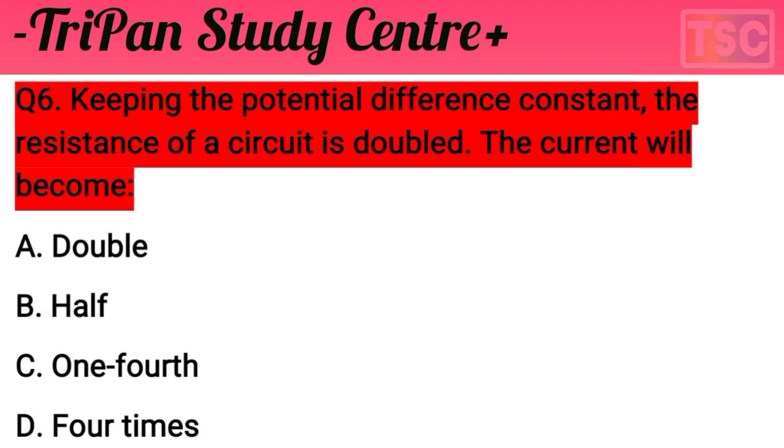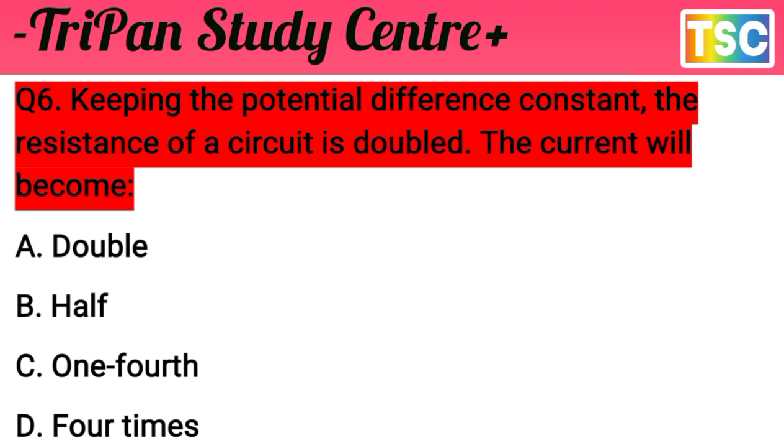You know that the question is clear. Keeping the potential difference constant, the resistance of the circuit is doubled. The current will become: A, double; B, half; C, 1/4; D, 4 times. That's important here. But first of all, give your answer for this question and write the right answer in your notebook. Okay? I give you a few seconds.